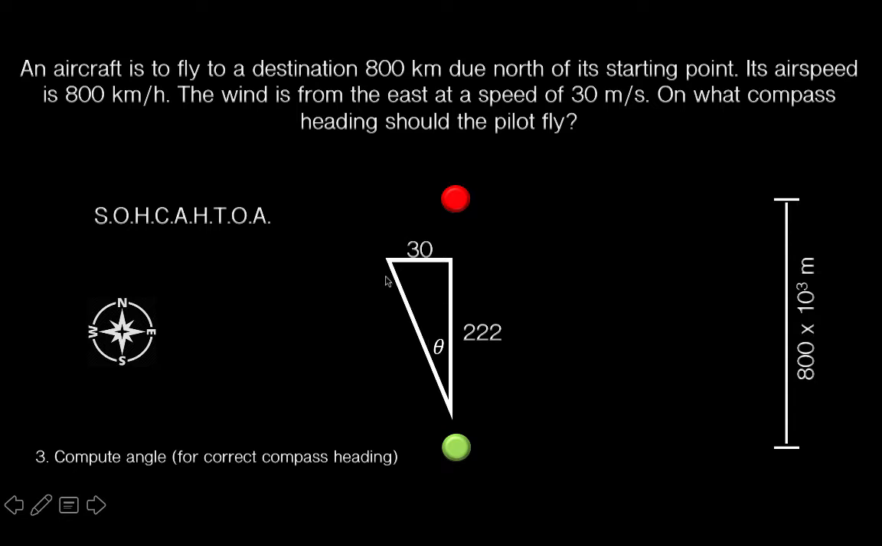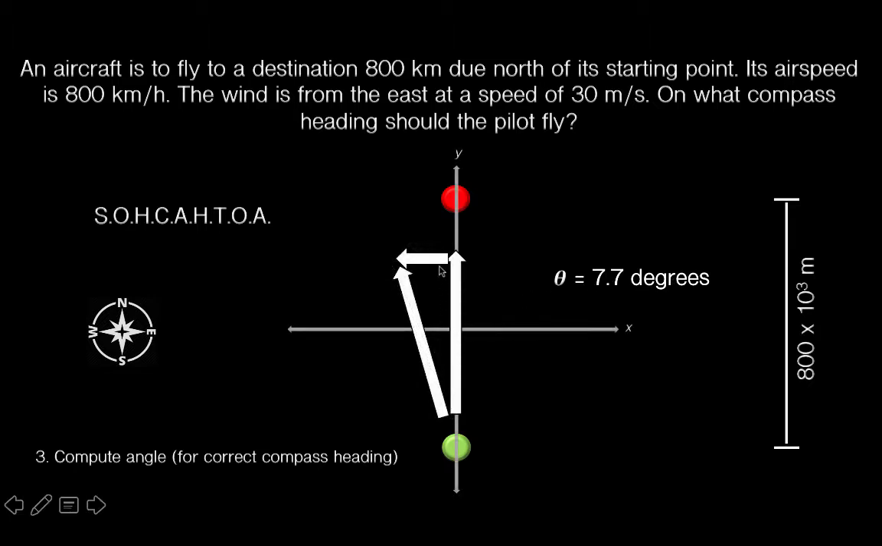Given this right triangle, we have this hypotenuse right here. We have this adjacent side, 222, and then we have this opposite side represented by the 30. Since we have the opposite and adjacent sides, we're going to use tangent. To solve for this angle, tangent of the angle theta equals 30 over 222. Solving for that angle, theta equals tangent inverse of 30 over 222, which is 7.7 degrees. So theta is 7.7 degrees.